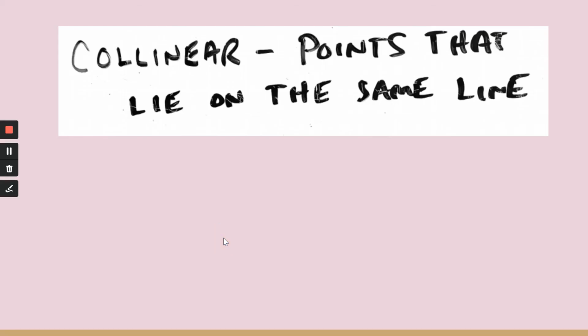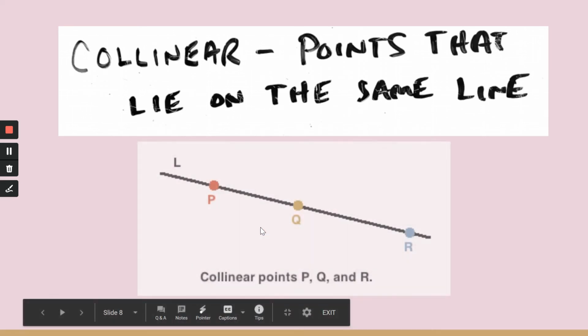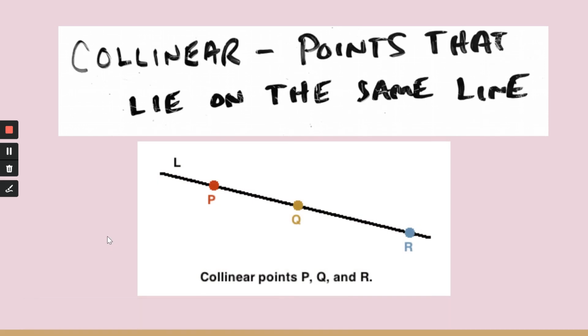Okay, a couple other terms. The word collinear. It's important for us to know that the word collinear means that these are points that lie in the same line. If I were to give you a picture here, notice in this picture, points P, Q, and R are collinear on the line L.